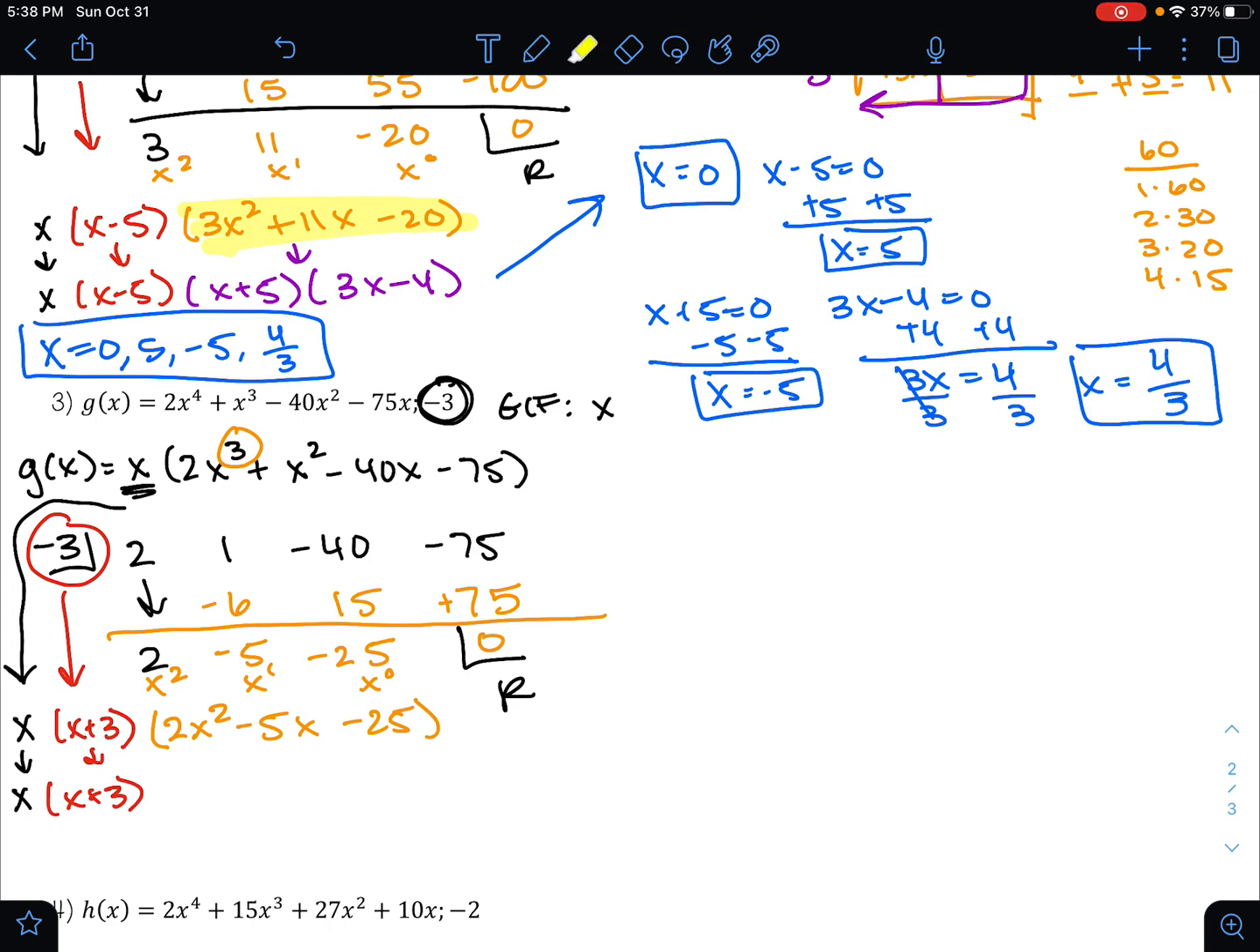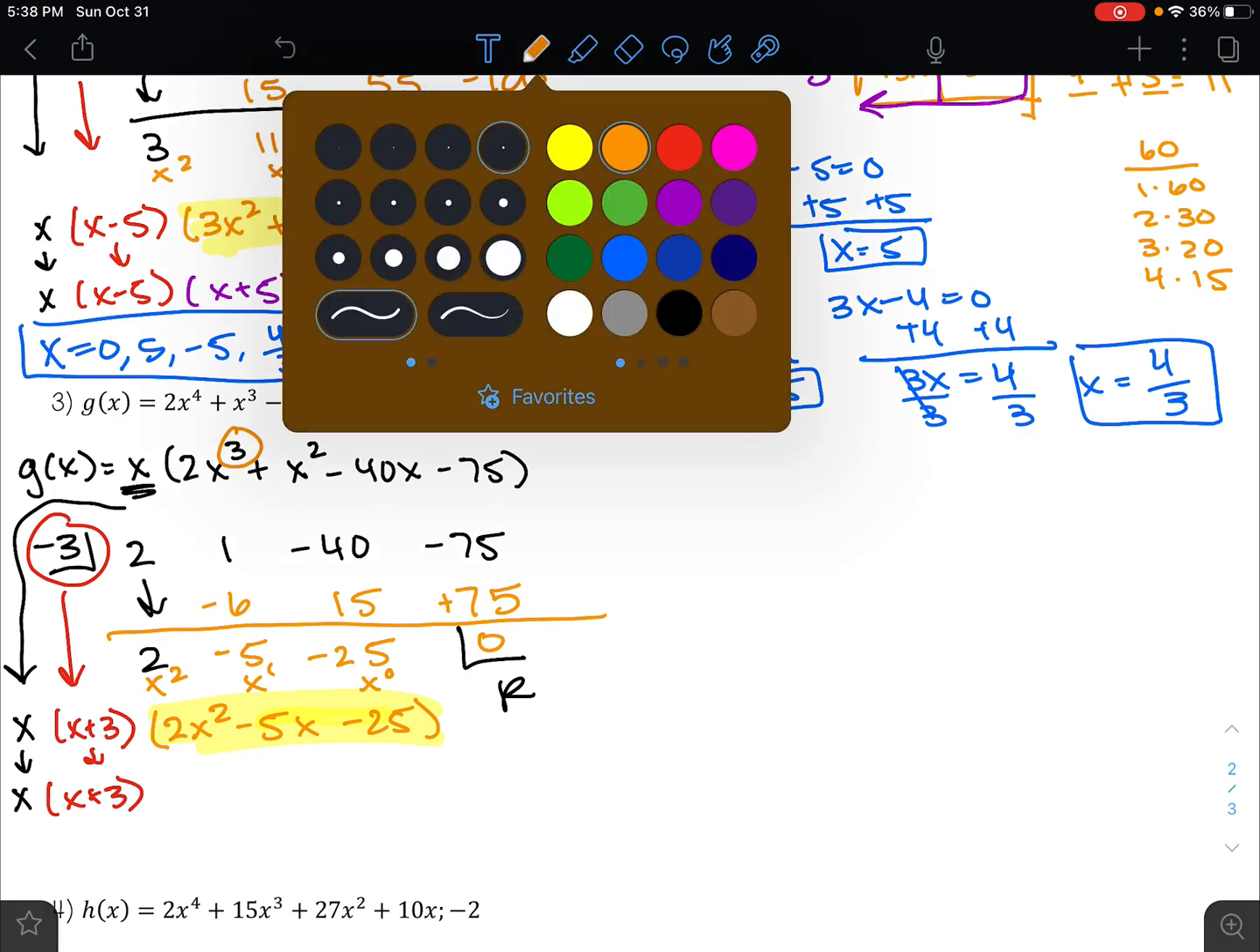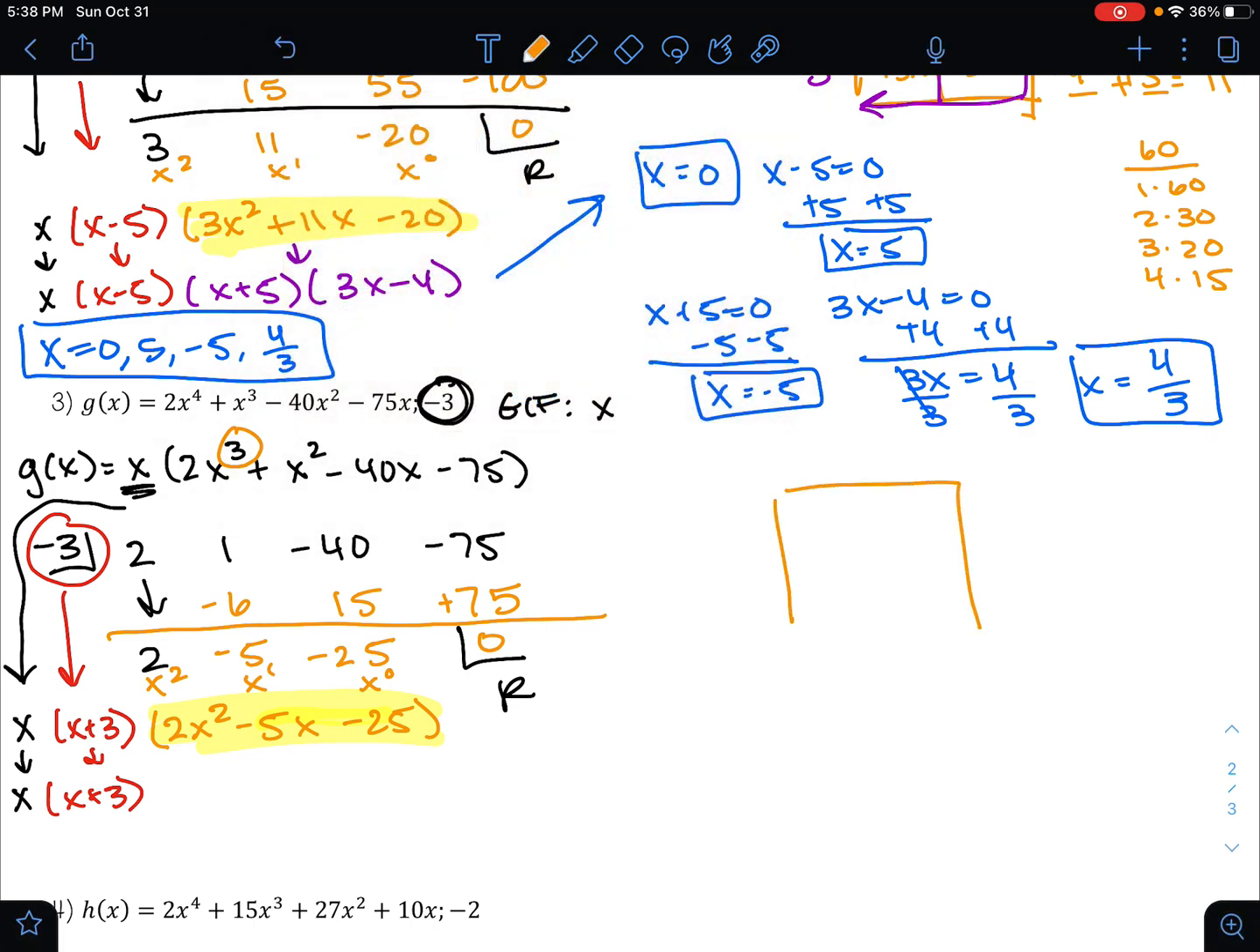So now I want to factor 2x squared minus 5x minus 25. To do that, I am going to use the area model. And so I'll have 2x squared and negative 25. 2 times negative 25 is negative 50. So I'm looking for factors of negative 50 that add to negative 5. And that is going to be negative 10 and positive 5.